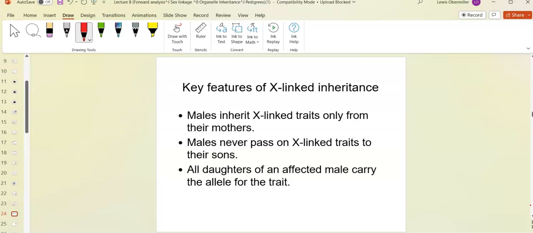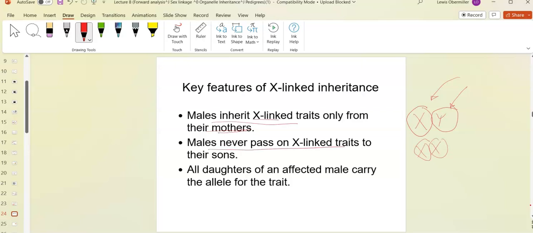So X-linked inheritance. There are key features to that. Males inherit X-linked traits only from their mom, because when you have a male offspring, the mom always contributes the X chromosome. The dad always contributes the Y chromosome. Dad can't give you an X, because if he did, you would be a female, since mom can only give X's. So all of the X traits come from mom.